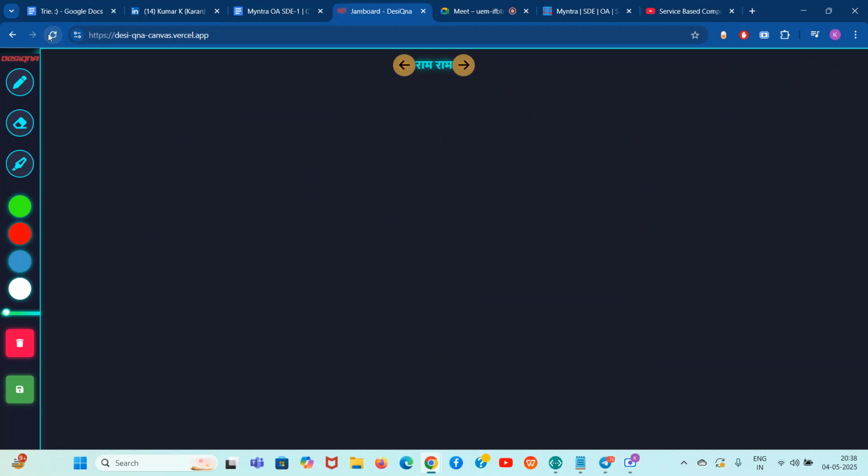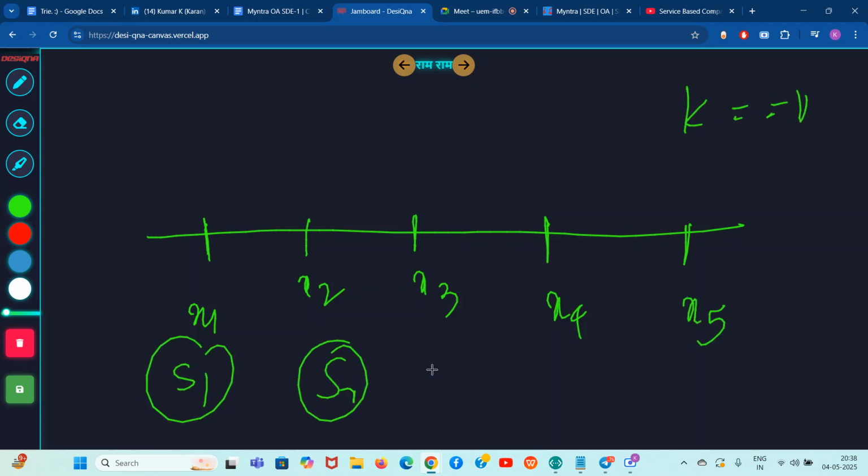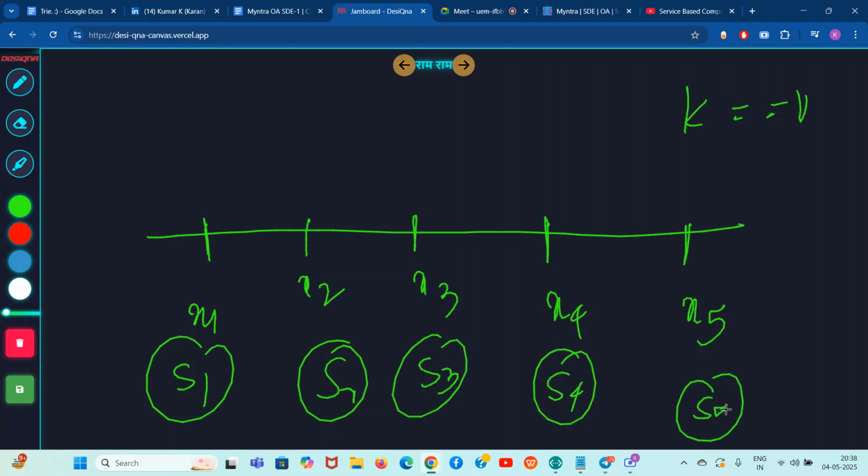Let's take any random example. Let's say there are so many points here. Let's say this is the x-axis. This is point x1, x2, x3, x4, x5. Let's say k equal to 1 is given. These are the squirrels: squirrel s1, squirrel s2, squirrel s3. Let's assume all the points are sorted. So where will you keep your single food?